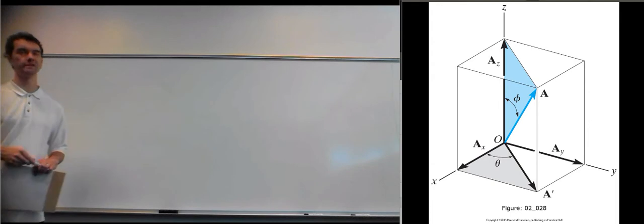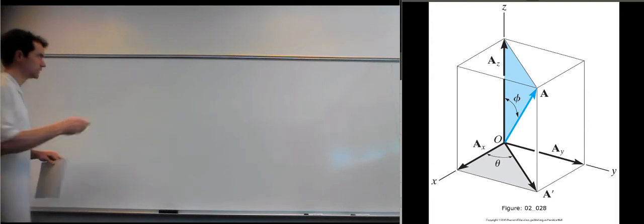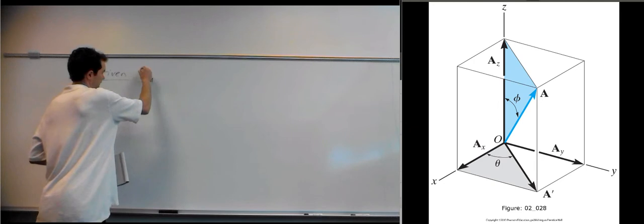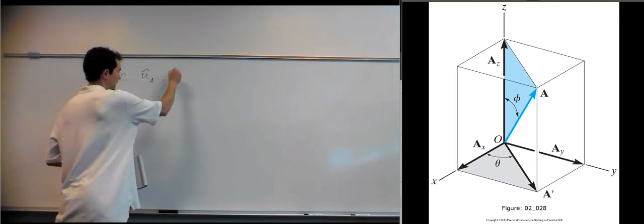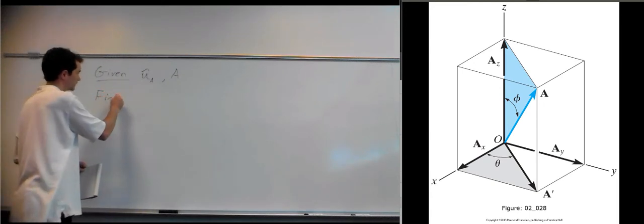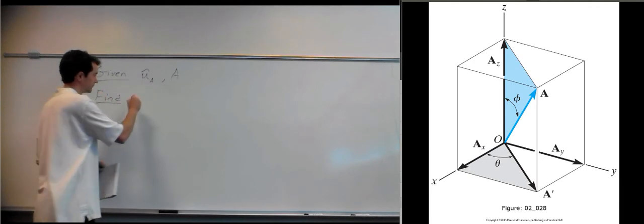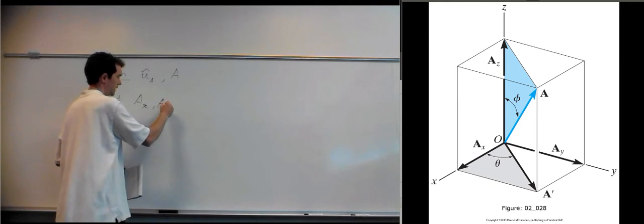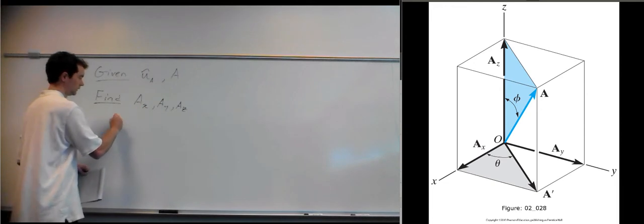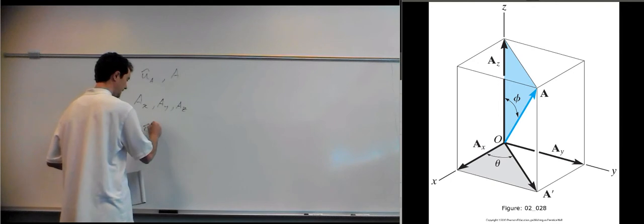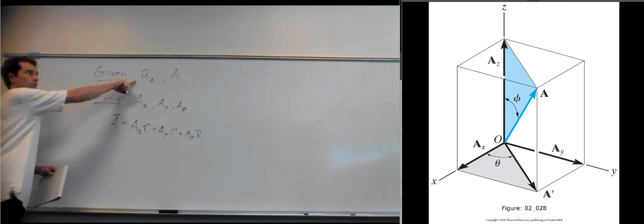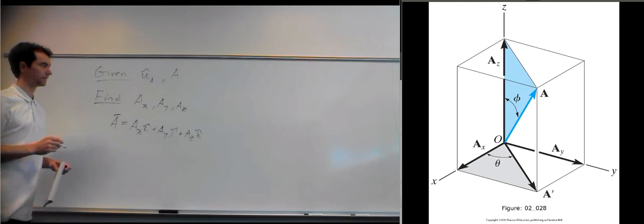Now we'll look at a scenario where you're given a direction and a magnitude. So we're given this direction vector, UA, and we're given a magnitude, A. And we want to find the x, y, and z components of A. So find AX, AY, and AZ. And these are all magnitudes. So that's where A is equal to, again, AX I hat plus AY J hat plus AZ K hat. Okay, so we're given the direction and the magnitude, and we want to find the components.